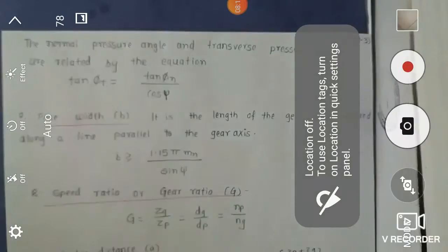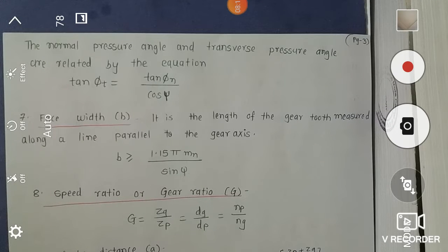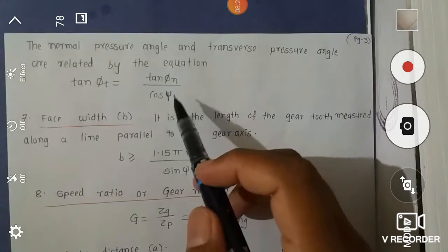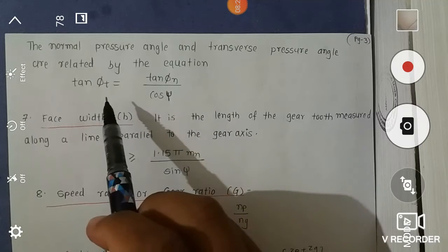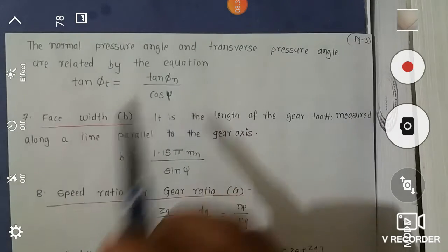The normal pressure angle and transverse pressure angle are related by the equation tan φt is equal to tan φn divided by cos ψ. So by using this relation, we can correlate φt with φn.